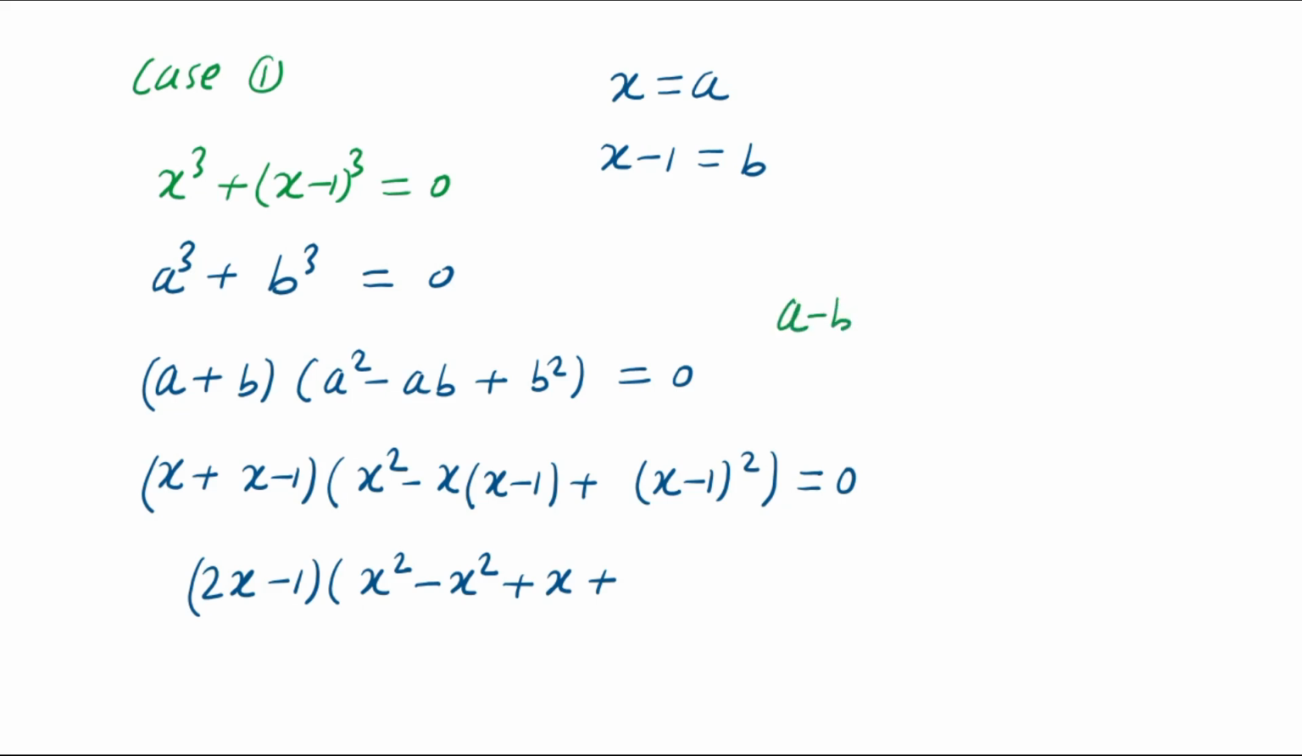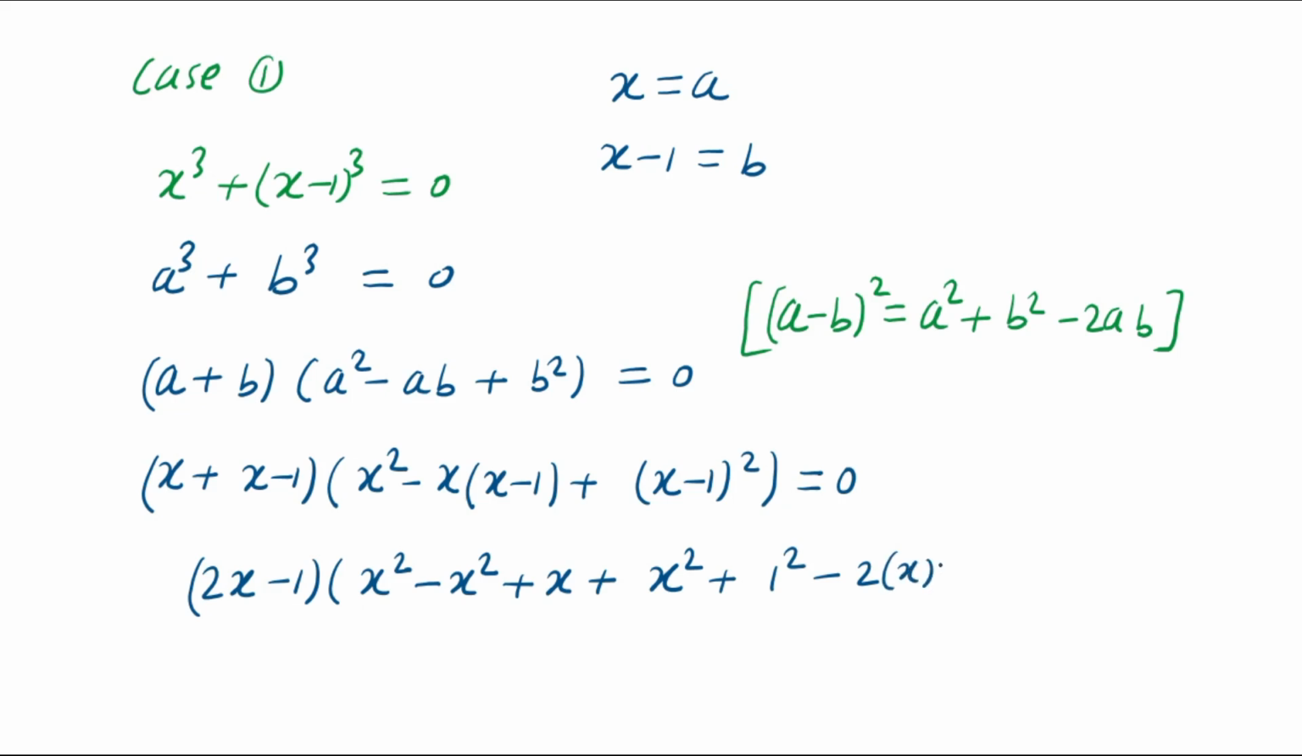Here we will apply a minus b whole square. We know that a minus b whole square is equal to a square plus b square minus 2 times a b. According to this identity, we can write this x minus 1 whole square as x square plus 1 square minus 2 times x times 1, and this is equal to 0. Here 2 times x minus 1 is multiplied by, here this is positive x square and this is negative x square, so both are cancelled out.